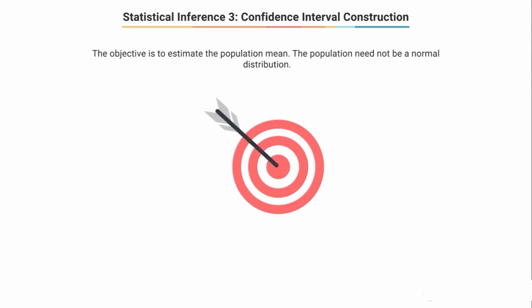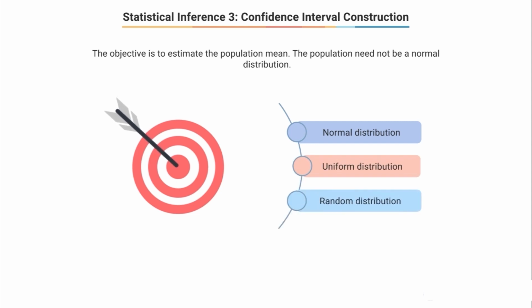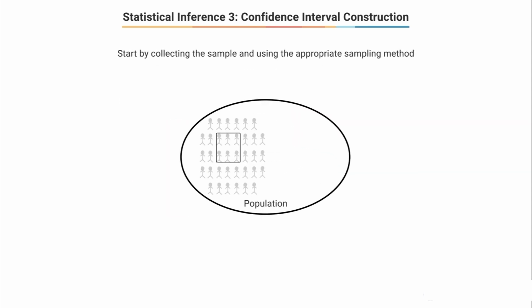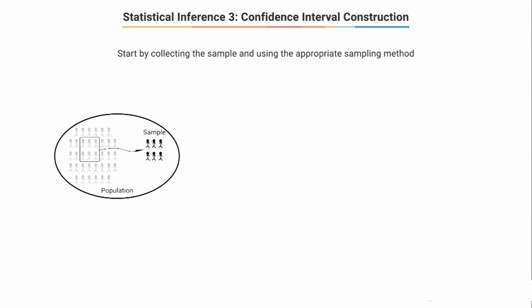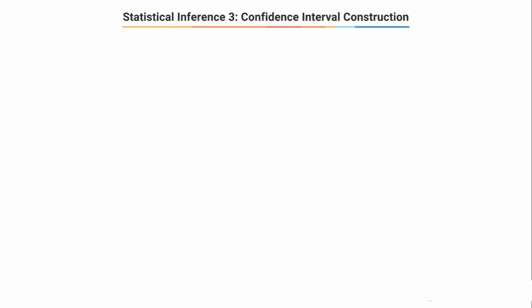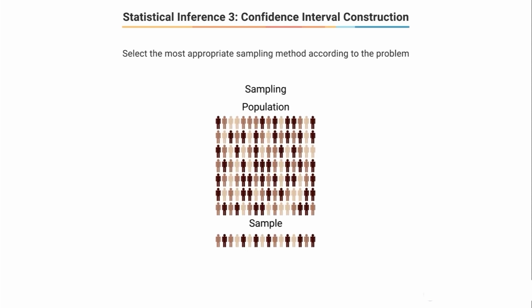Also, most important of all, this population can follow any distribution. It need not be a normal distribution. It can be a uniform distribution or any random distribution that comes to your mind. So how do you start this problem? You start by collecting a sample, right? You have even learned multiple sampling techniques such as simple random sampling and stratified sampling. So it is up to you to choose an appropriate sampling technique, such that whatever sample you have can be considered a proper representation of your population.